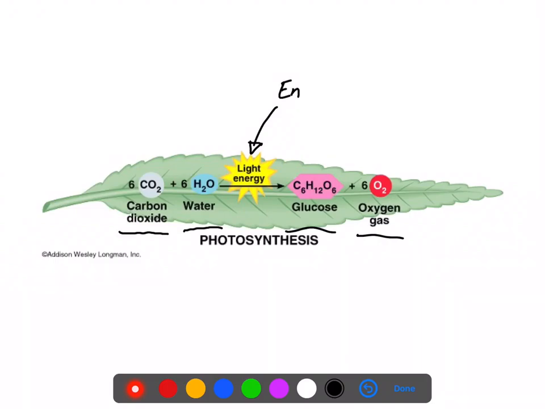In fact, it doesn't really happen in the 2 steps, light reactions and Calvin cycle. And I say that because the light reactions is a series of multiple steps, just like the Calvin cycle is also a series of multiple steps. So this reaction that we're looking at here on the leaf is a summary of all of those reactions.